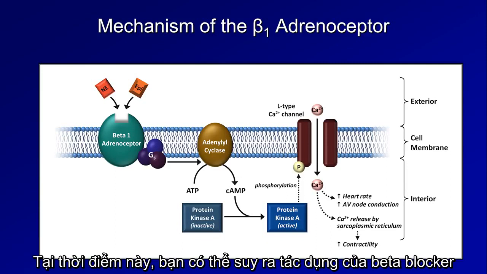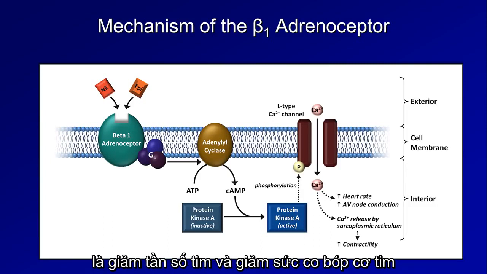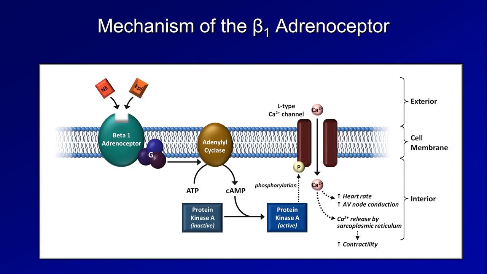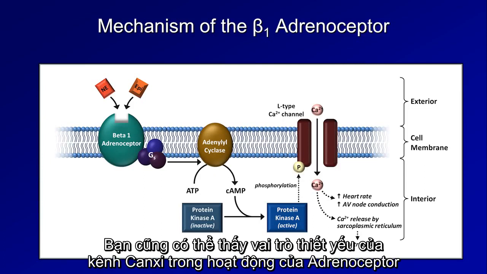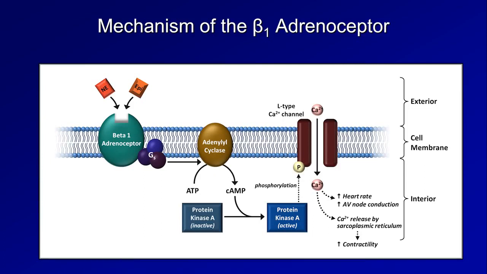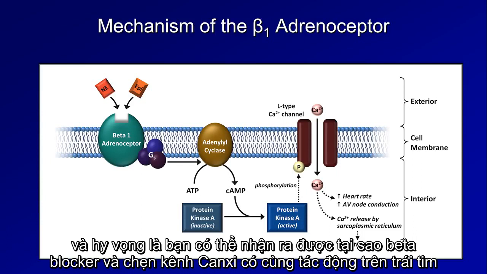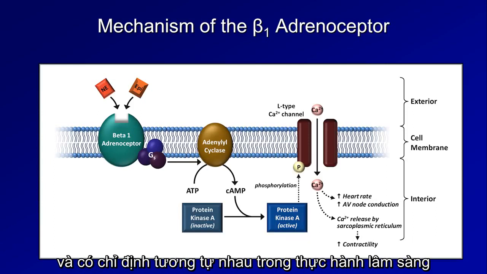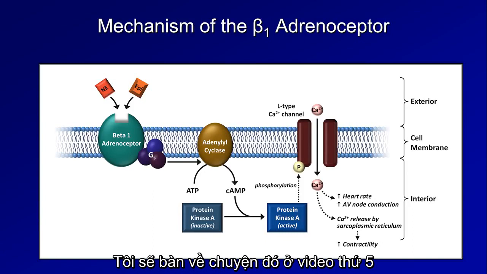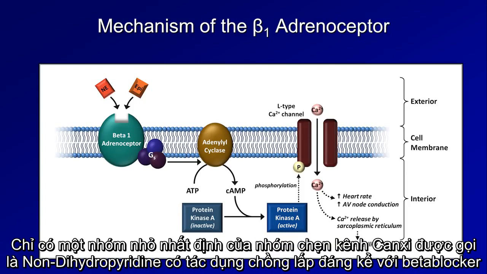At this point, you can likely deduce the effect of beta blockers: a decreased heart rate and a decrease in cardiac contractility. You can also see the essential role that calcium channels play in adrenoceptor action, and hopefully you can appreciate why beta blockers and calcium channel blockers have similar effects on the heart and have similar indications in clinical practice. As I'll discuss in the 5th video of the series, it's only a certain subtype of calcium channel blockers called non-dihydropyridines which have significant overlapping action with beta blockers.